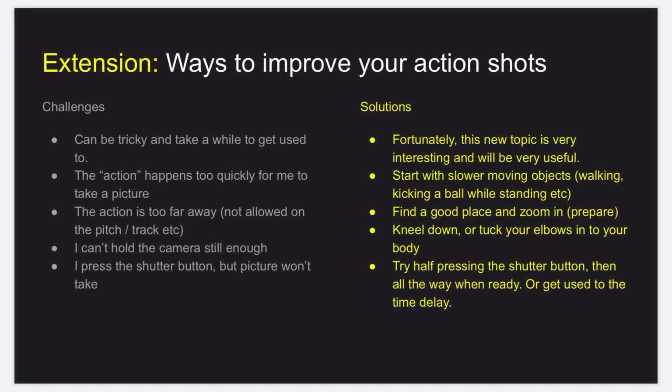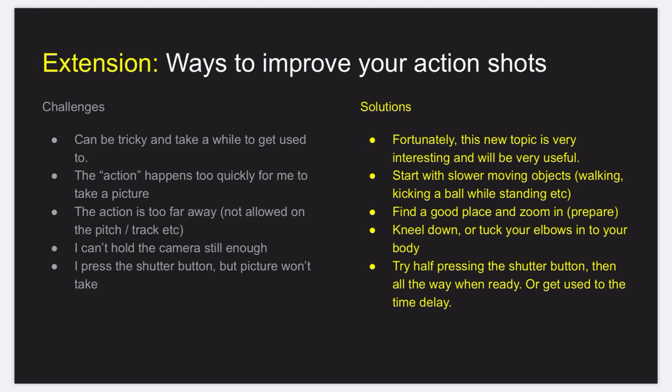Second on the list, the action happened too quickly for me to take a picture. Again, start with trying with slower moving subjects, and maybe walking or kicking a ball while standing, or get used to the activity to kind of predict what's going to happen next. Right, the action might be too far away, not allowed on the pitch or by the track or near the moving cars or whatever it is, obviously. Well, you need to sort of predict that, maybe prepare a little bit more possibly, and find a nice good place where the action will unfold in a reasonable place in front of you.